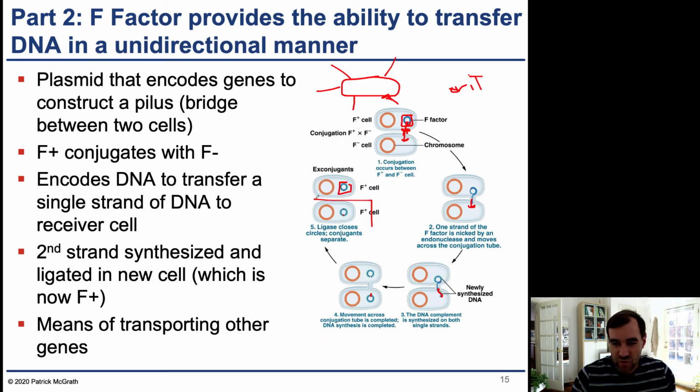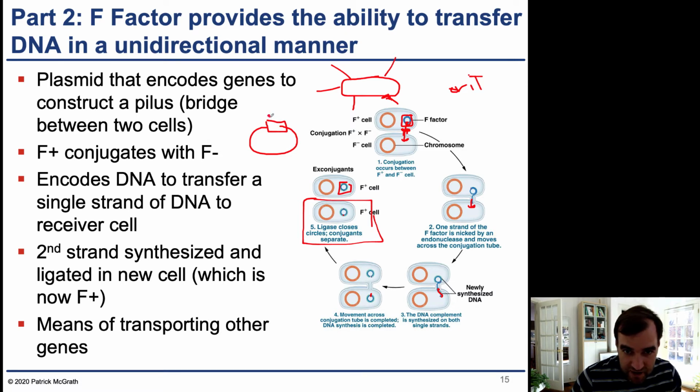So, why is this important? This is important because this F factor plasmid contains all sorts of genes for making the pili, etc., but it can also have extra genes as well. If this plasmid happened to have a streptomycin resistance gene on it, a gene that encodes the ability to be resistant to streptomycin, then now we've not only taken this cell and made it an F plus cell, but this F plus cell is also able to be resistant to the streptomycin antibiotic. And in that way, the antibiotic resistance is able to spread.